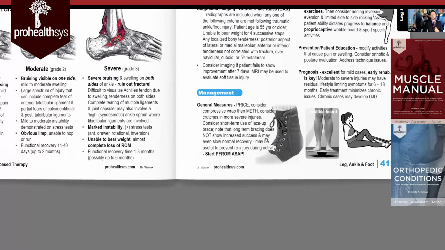You do not want to become reliant on the braces. Start performing your range of motion activity as soon as possible. The sooner I can get you weight bearing and moving, the better the outcomes are. And we know that for most conditions that we're dealing with.